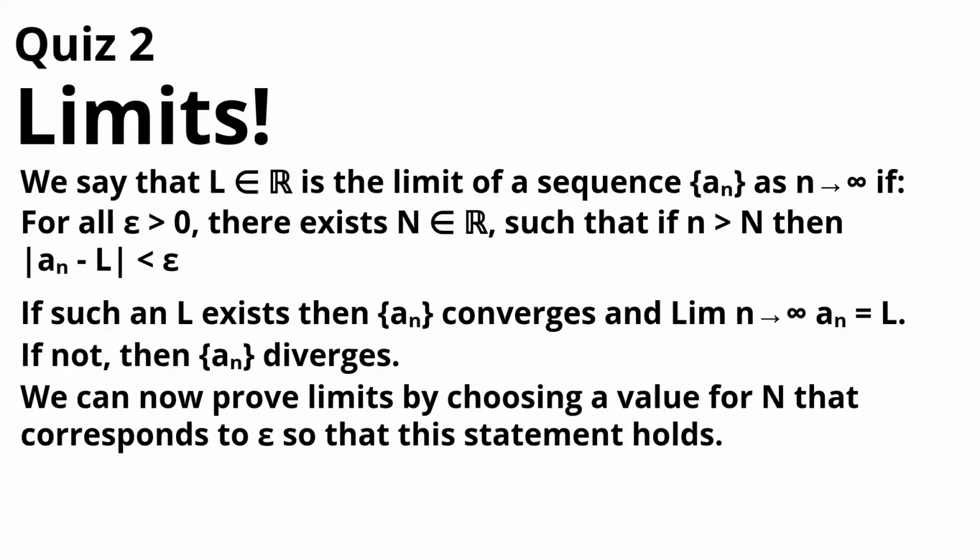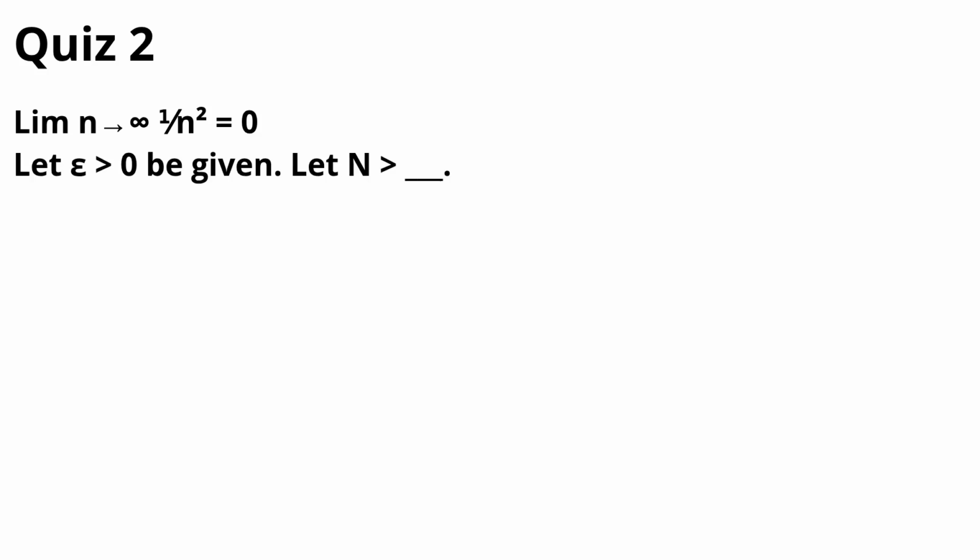We can now prove limits by choosing a value for capital N that corresponds to epsilon so that this statement holds. For example, if we want to prove that the limit as n approaches infinity of 1 over n squared equals 0, then we say let epsilon greater than 0 be given, and let capital N be greater than some number that we're going to fill in later.